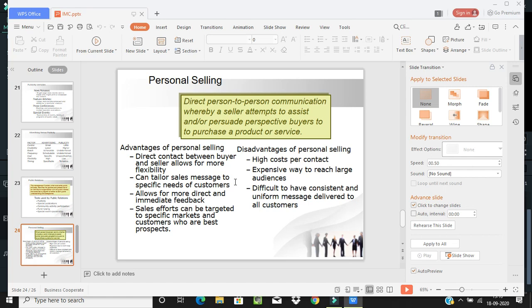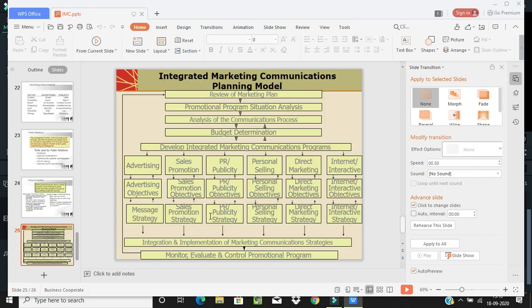Sales effort can be targeted to specific markets and customers who are the best prospects. The disadvantages are high cost per contact, it is an expensive way to reach a large audience, and it is difficult to have a consistent, uniform message delivered to all customers. These are the things.